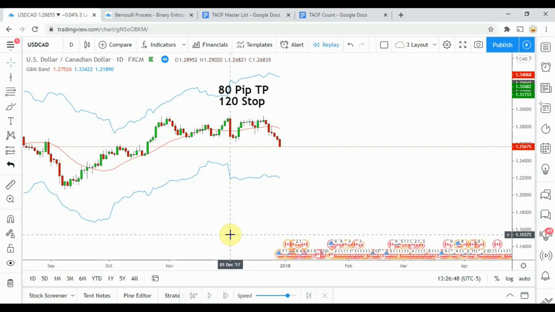and welcome back, viewers. Today we will be testing the Brownian motion band indicator.